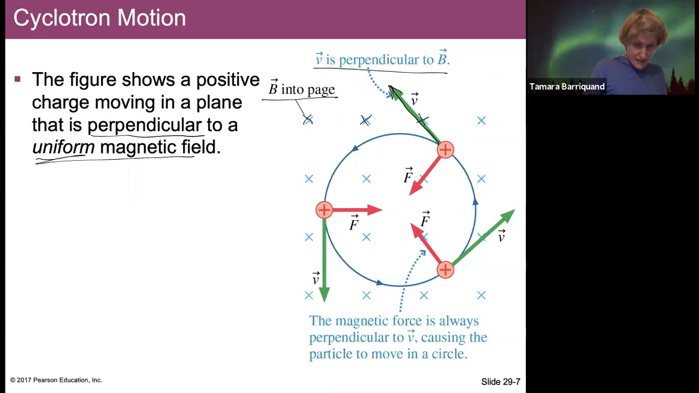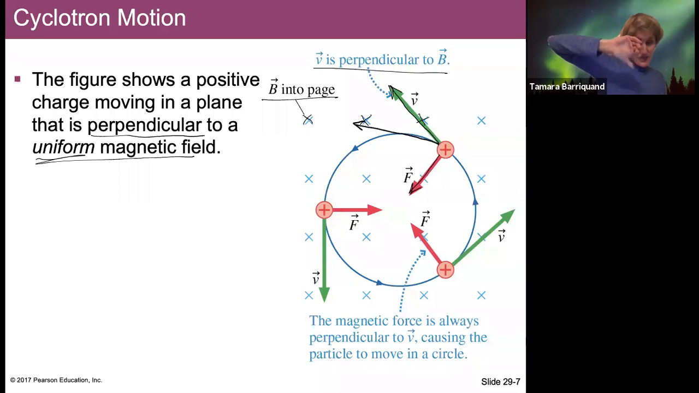This is a positive charge, so that will be the direction of the magnetic force on our particle that is moving with a velocity that is perpendicular to our magnetic field. That means that there's an acceleration on this positively charged particle to its left. So it's accelerating to its left. So its velocity vector will now point more to the left.